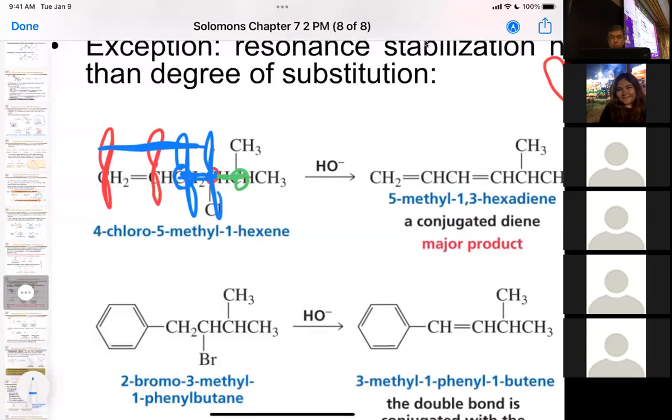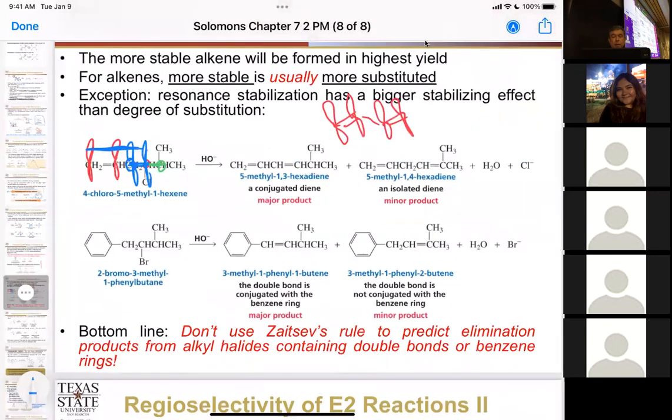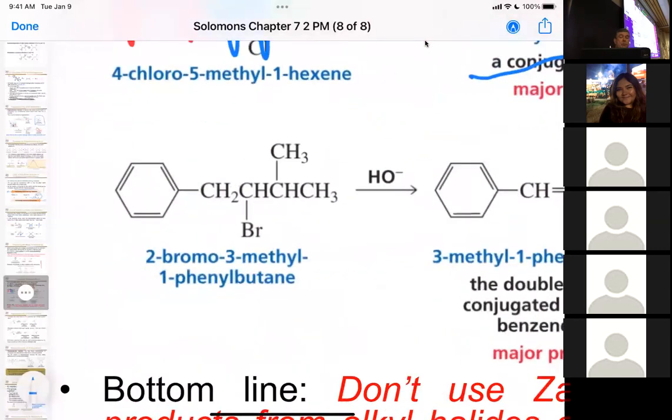Okay. So our major product is going to be the conjugated diene, and our minor product is going to be our isolated alkene. Notice it's major and minor because, you know, those activation energies aren't too big, but they're big enough to give us a major and minor product. Okay, so the same thing happens with benzene, but why?